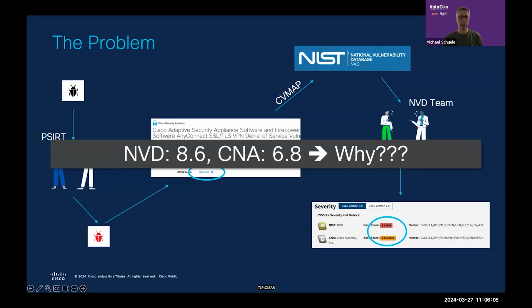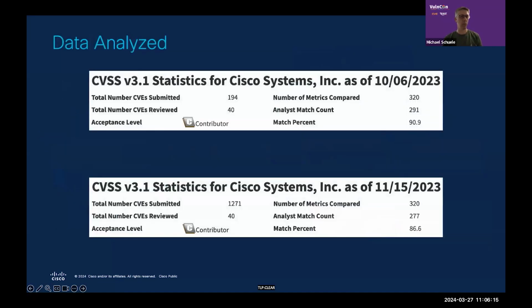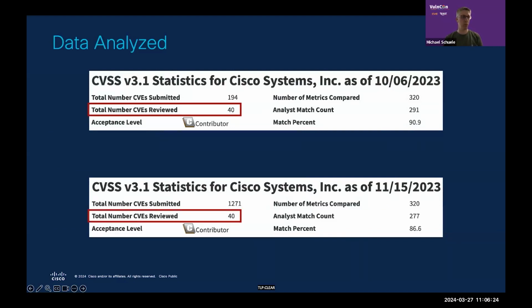That's basically what triggered the investigation here, and what will then lead to some best practices that I'm going to present. First, luckily, we have a good bit of data that we can look into here, because thankfully the NVD shares their data in terms of audit reports with the respective CNA. In each of these audit reports, NVD reviews 40 CVEs.